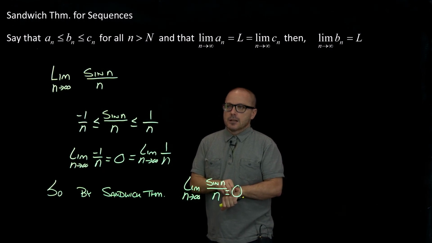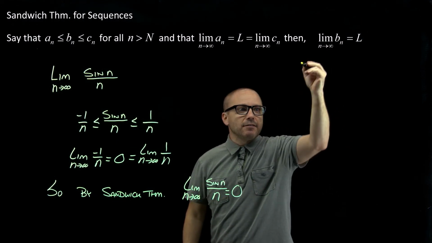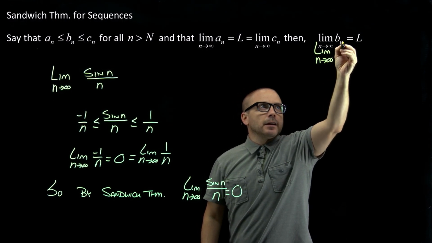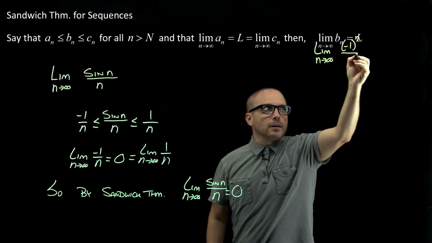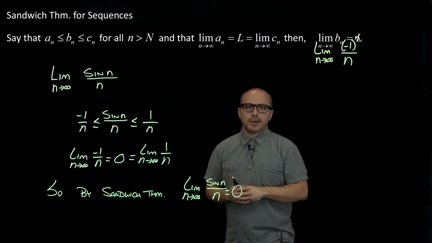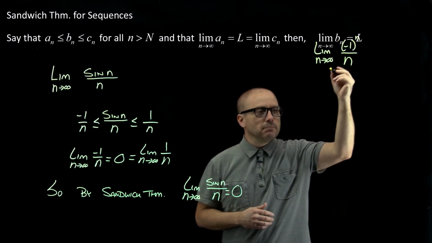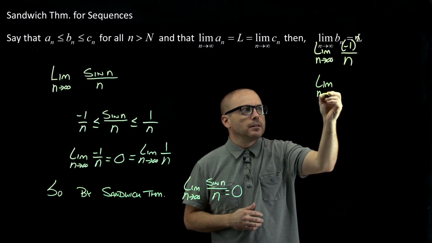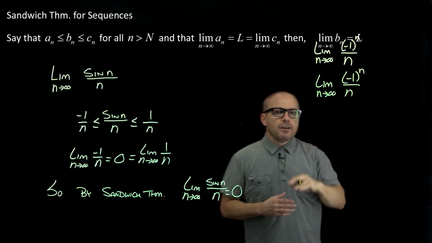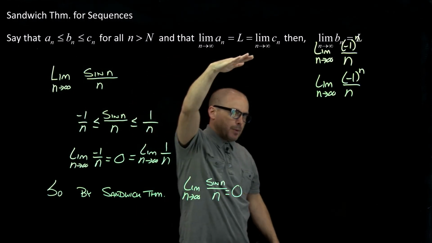Now, another one I want to look at is very similar to this, but it's something you haven't seen before. And that's the limit as n goes to infinity of negative 1 to the n over n. When we get to series, we're actually going to see stuff like this quite a bit. And let me rewrite that a little bit lower there. But it's very similar to this if you think about it. Sine is trapped between negative 1 and 1, right? It meanders back and forth.